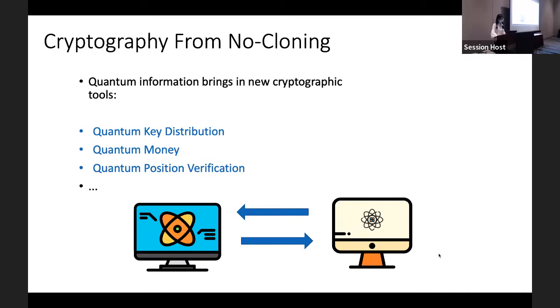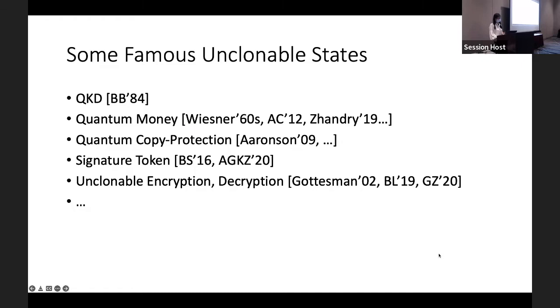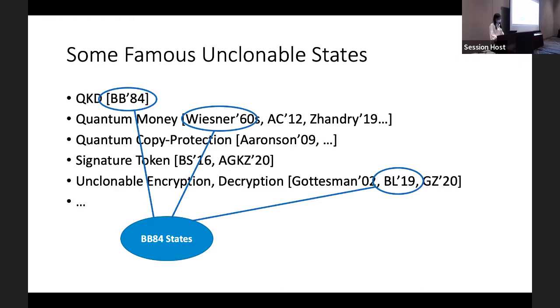Let's get into more detail on what unclonable states we use in the protocols we just mentioned. The BB84 state, which as we know is the conjugate coding put forward by Wiesner, which he first used to do private key quantum money. It is used in QKD, in Wiesner's quantum money, and in recent work on unclonable encryption, and it's also used a lot in position verification, as we have seen in the talk just now.